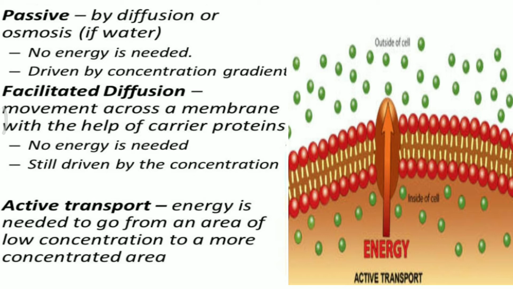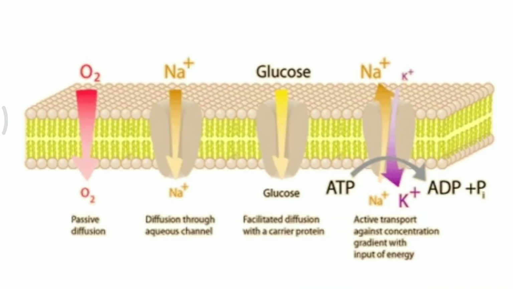What about active transport? Whenever we talk about active transport, here the utilization of energy is required, and the movement is always from lower concentration to higher concentration. So it is always against the gradient. So these are the three types of diffusion which we will be discussing, and let us see in detail each one of them.